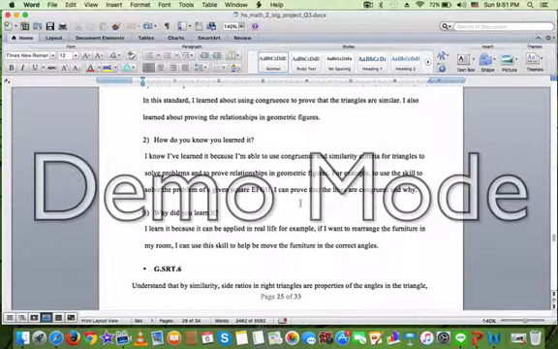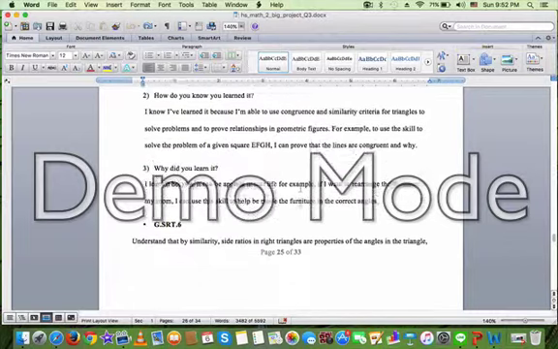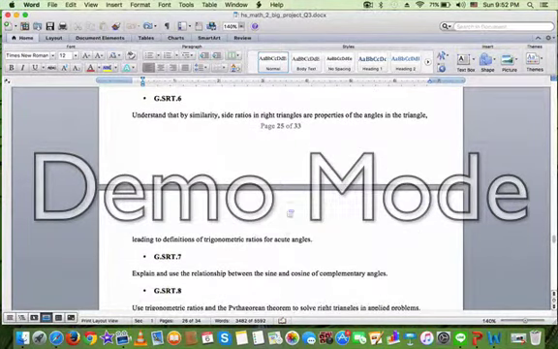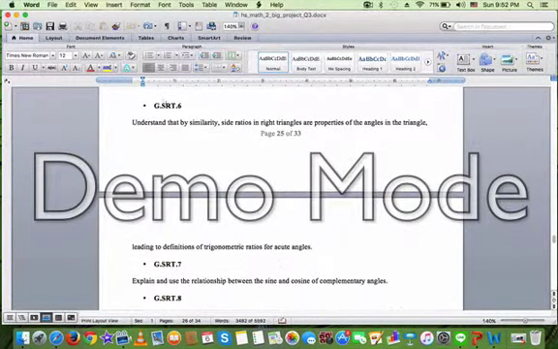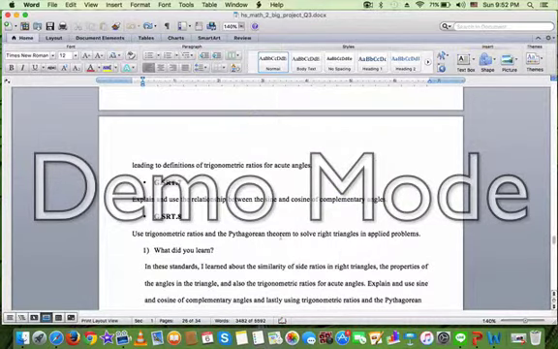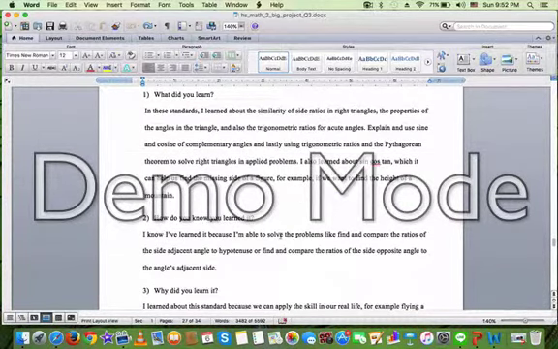And the next one is about using congruence to prove that the triangles are similar. So I can prove relationships in geometric figures, for example, using the skill to solve the problem of a given square and then prove that the lines are congruent to each other and why.